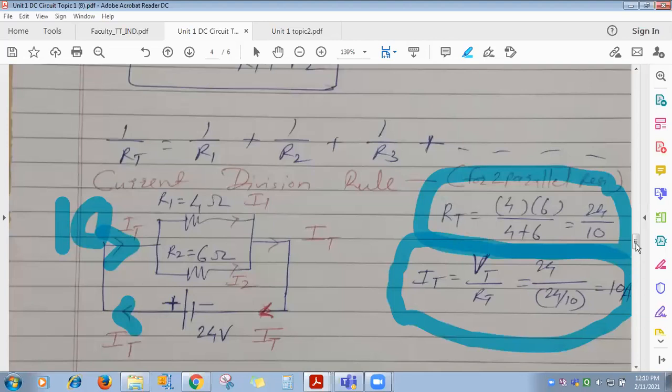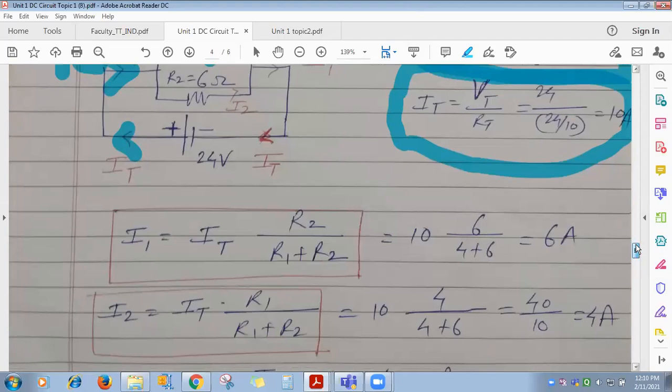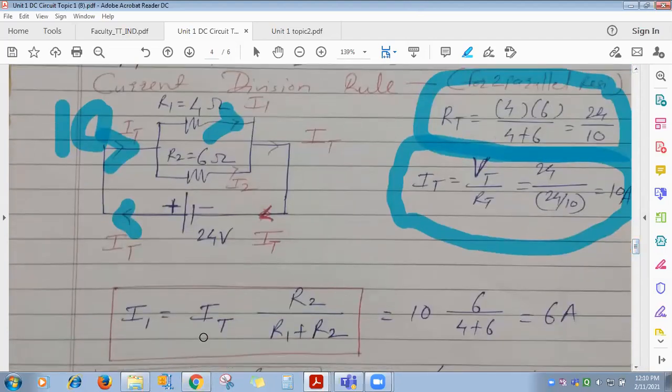So use here the current division rule. Current division rule, I1 is equal to what? See the formula. I1 is equal to I total, which means the current which enters at node A and leaves node B, that is I total. Now I1 you wanted to find out.